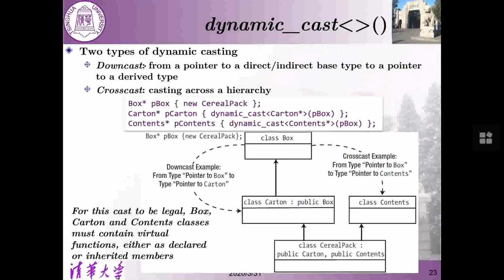Then for this, there are also two ways of dynamic casting. One is downcast. For example, we have a serial pack pointer, which is first upcasted to this box pointer. Then we downcast, right? Downcast from the box pointer here, downcast from box pointer to a carton pointer.